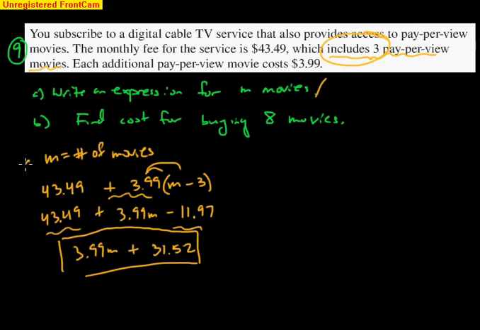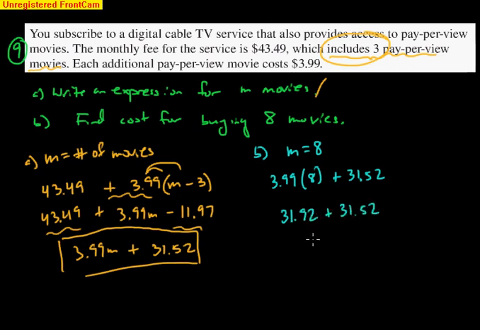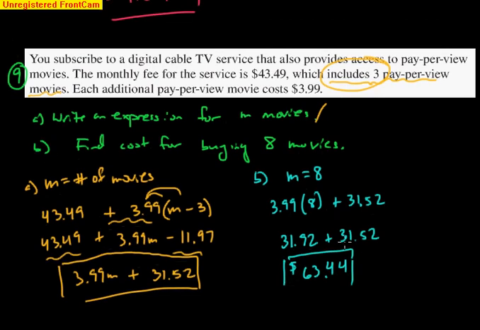Okay, so let me scoot this down just a bit. Okay, and then B, so that was part A. So then B says, well, find the cost for buying 8 movies. Well, if 8 is the number of movies, that's the value of M. So we just plug 8 in for M. So that's $3.99 times 8 plus $31.52. This is $31.92 plus $31.52. That is going to be $63.44. Let me just double check. So I'm not lying to you. $63.44. So that's how much you spend renting 8 movies that month.